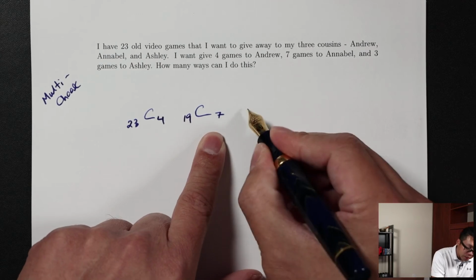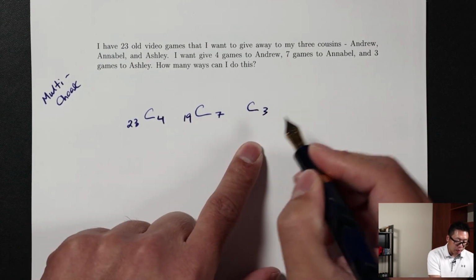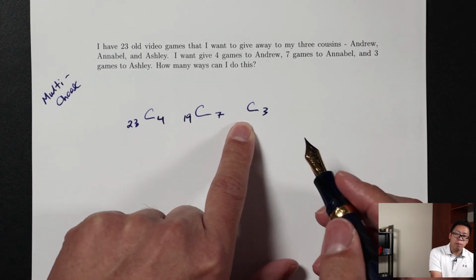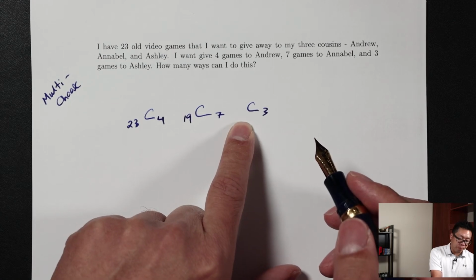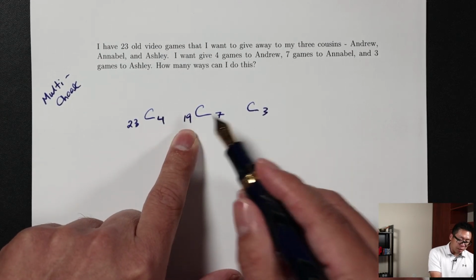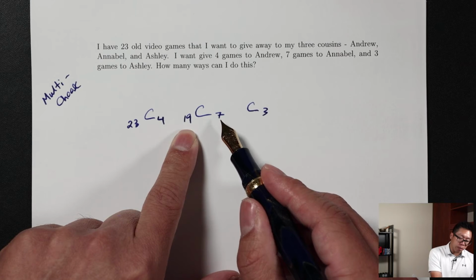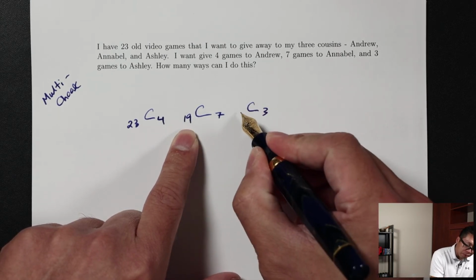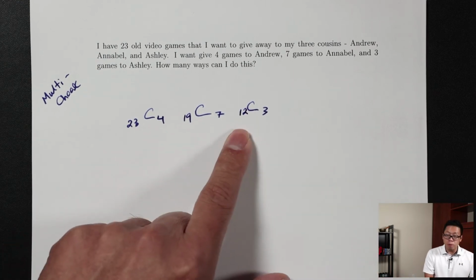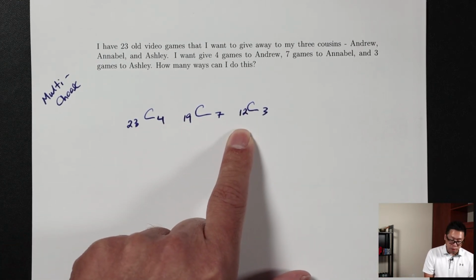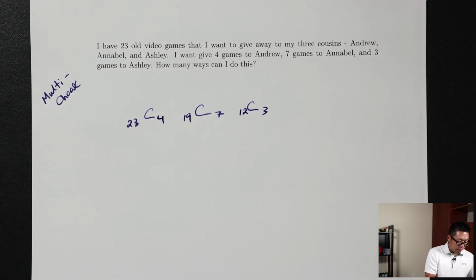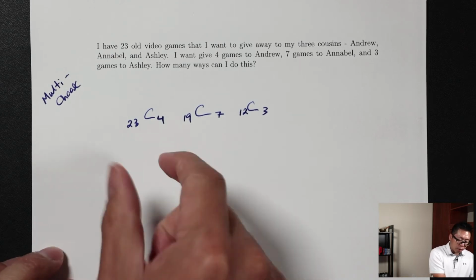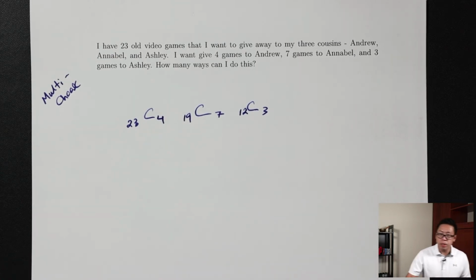And then finally, the 3 that I'm going to choose for Ashley. How many do I have left total to choose from? So there was 19. I gave 7 to Annabelle. So that's 19 minus 7, which is 12. So 12 total left. And then I choose 3 of them to give to Ashley. So now on my calculator, I'll do each of these combinations separately.